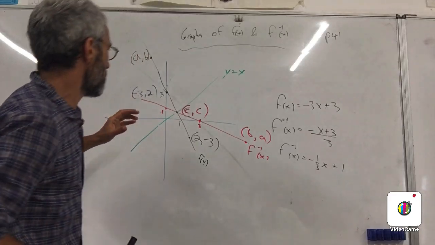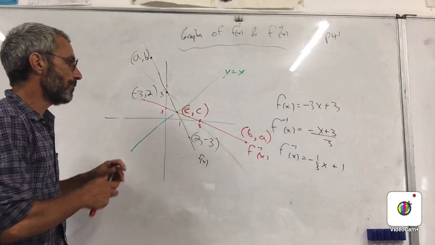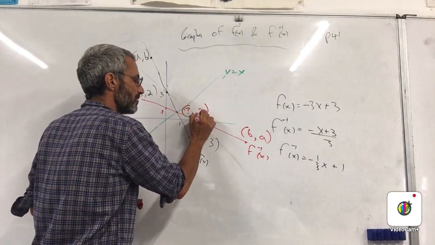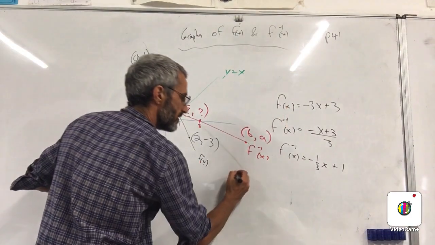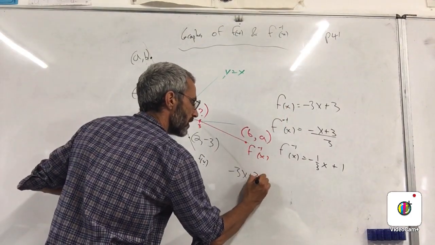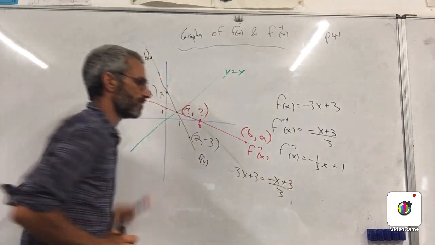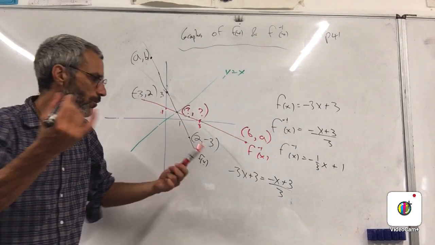So they did ask me to draw the lines and the line of symmetry, but now they're asking us to find the point of intersection. So I will follow as you guys said. All we have to say is minus 3x plus 3 must be equal to minus x plus 3 times 3. So these 2 must be equal, and then we solve for x.